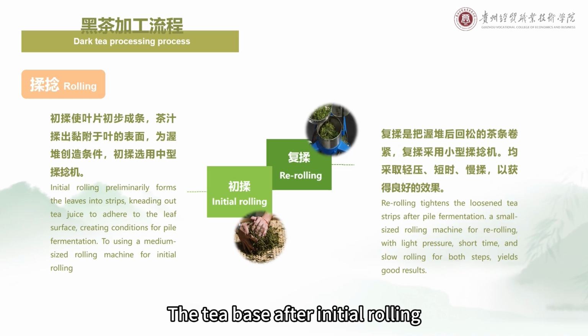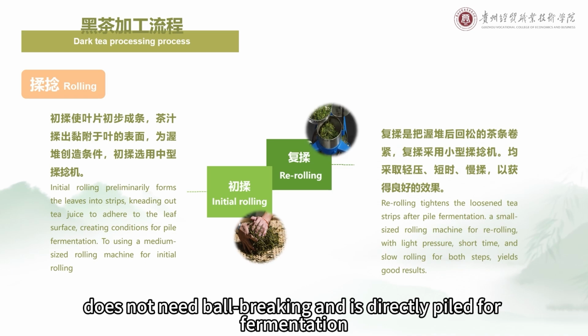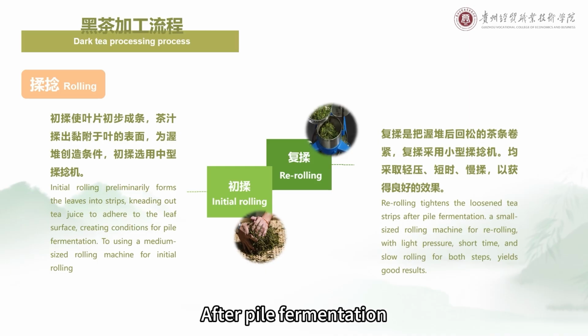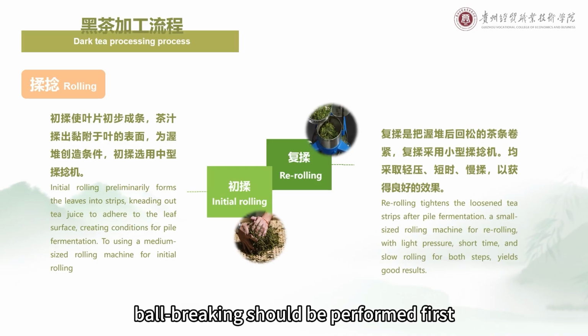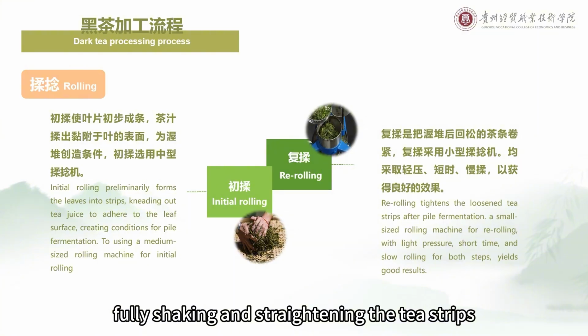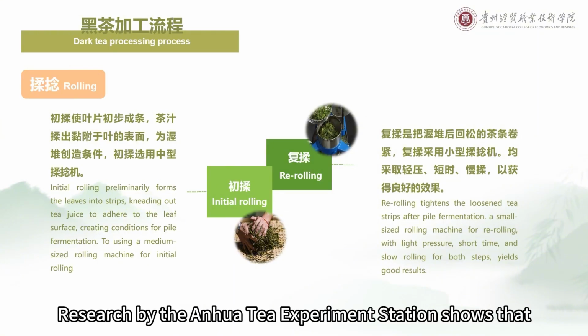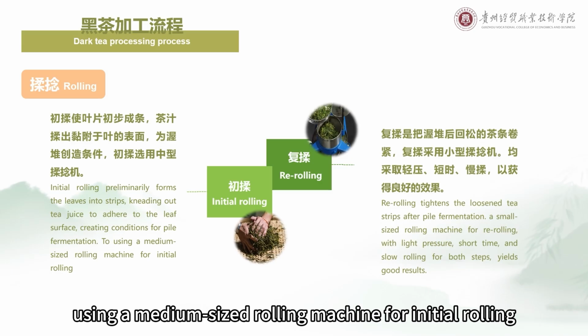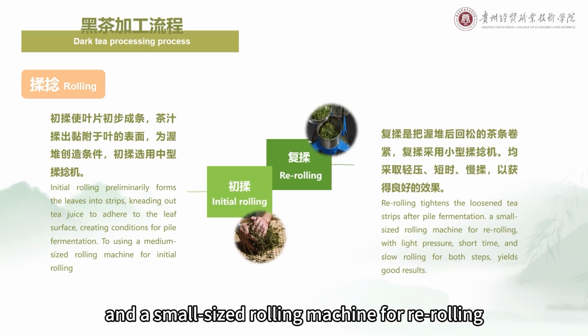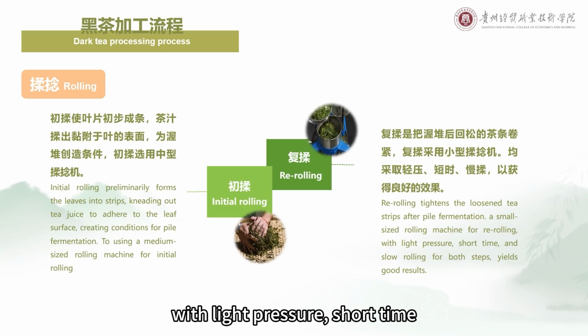The tea base, after initial rolling, does not need ball breaking and is directly piled for fermentation. After pile fermentation, ball breaking should be performed first, fully shaking and straightening the tea strips before re-rolling. Research by the Anhua Tea Experiment Station shows that using a medium-sized rolling machine for initial rolling and a small-sized rolling machine for re-rolling with light pressure, short time, and slow rolling for both steps yields good results.